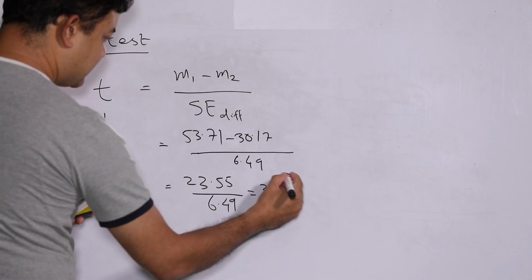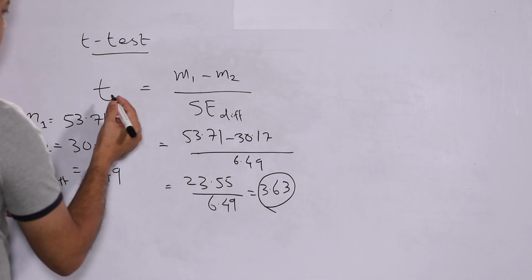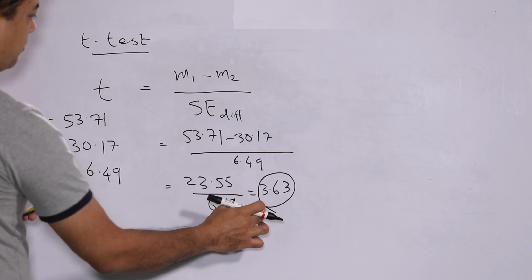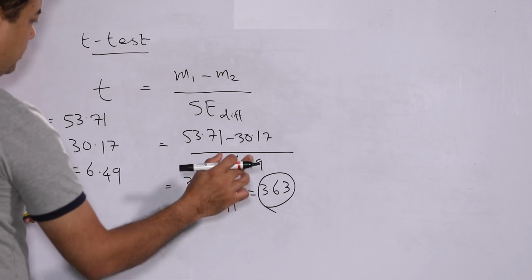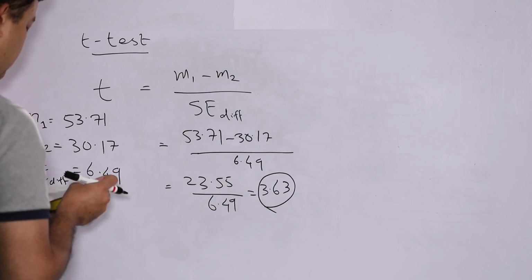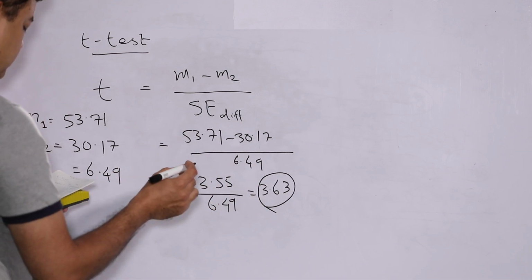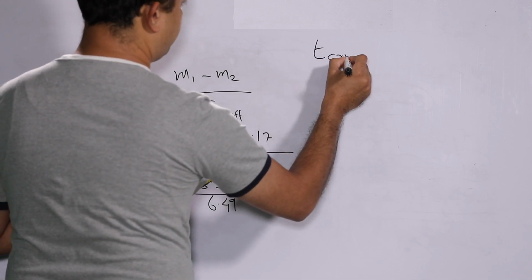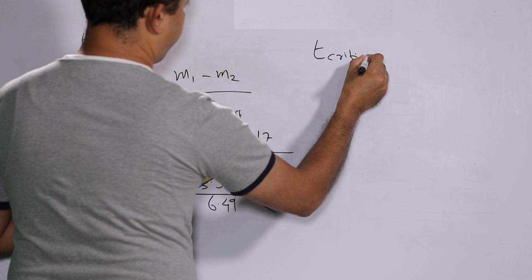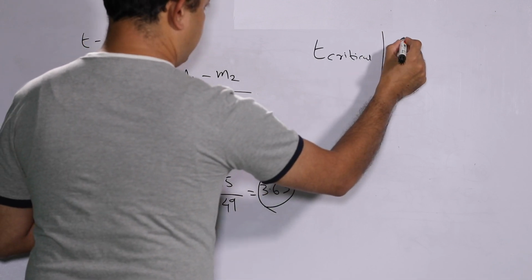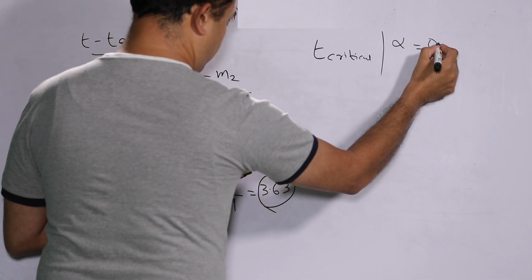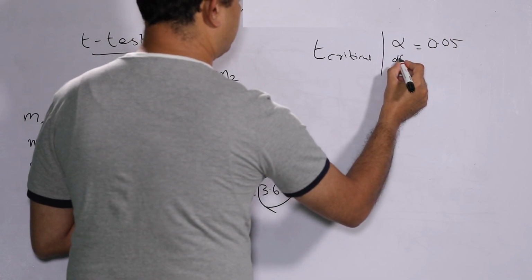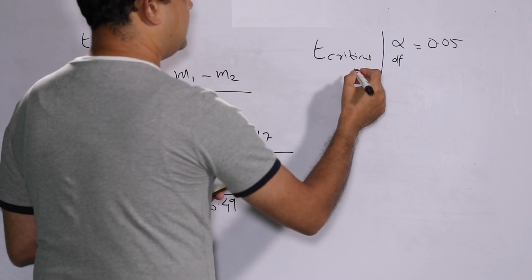So this is the obtained t ratio of our t-test. This is the most important parameter now. Now we just have to look up the t critical from the Student's t table, given that alpha is 0.05 and the degree of freedom, which we have already calculated on the last whiteboard.